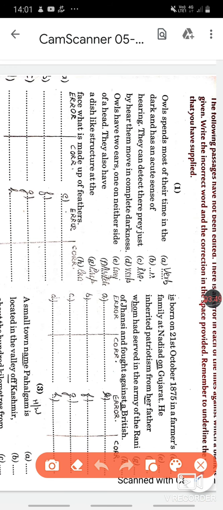Let's take up the first passage on this topic. The first and foremost rule or remember point was: read the passage carefully. So we'll read the passage first. Owls spends most of their time in the dark and has an acute sense of hearing. They can detect their prey just by hear them move in complete darkness. Owls have 2 ears, one on neither side of a head. They also have a dish-like structure at the face, what is made up of feathers.